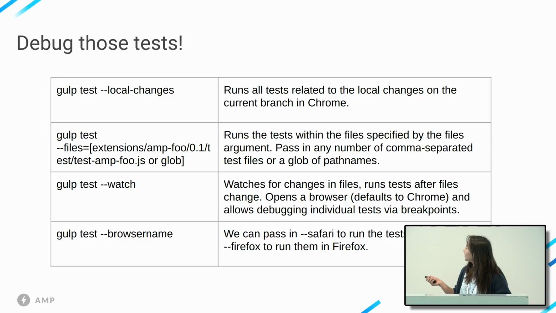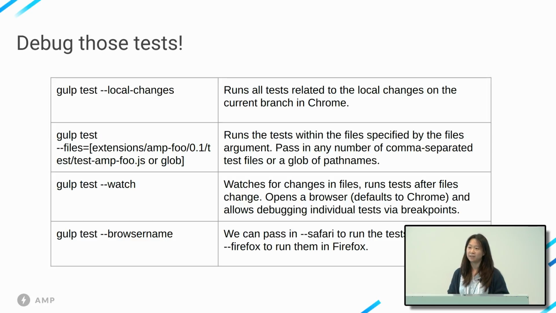So, gulp test --local_changes. Aaron previously went over the basics of testing, and in Ed's talk some time ago we also went through some basic testing. But here's --local_changes. Let's say I'm not creating a new component. I'm just making a change, and it's failing tests. This will run all tests related to the change that I made, so I can see which ones failed. And then I can pass it --files.